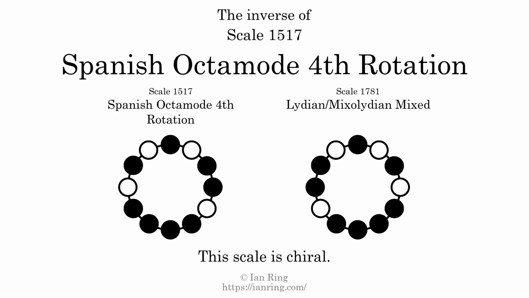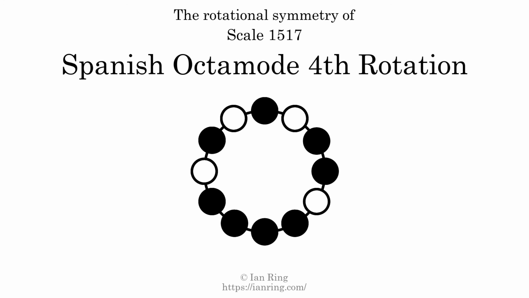The inverse of a scale is a mirror image. It is what you get when the sequence of intervals is reversed. The inverse of this scale is scale 1781, also known as Lydian mix or Lydian mixed. This scale is chiral. It cannot transform into its inverse by rotational transformation. This scale has no rotational symmetry.